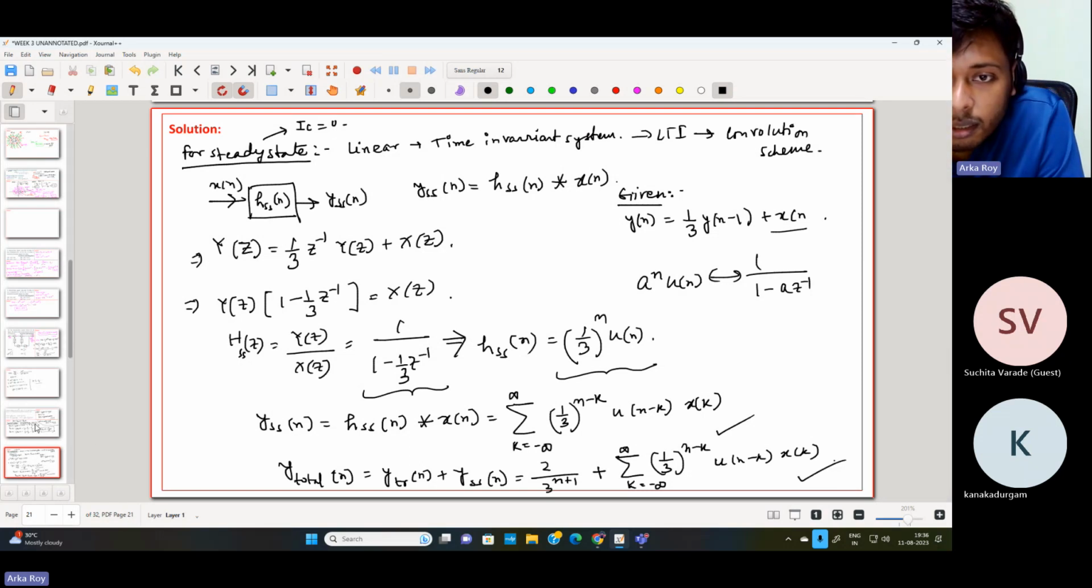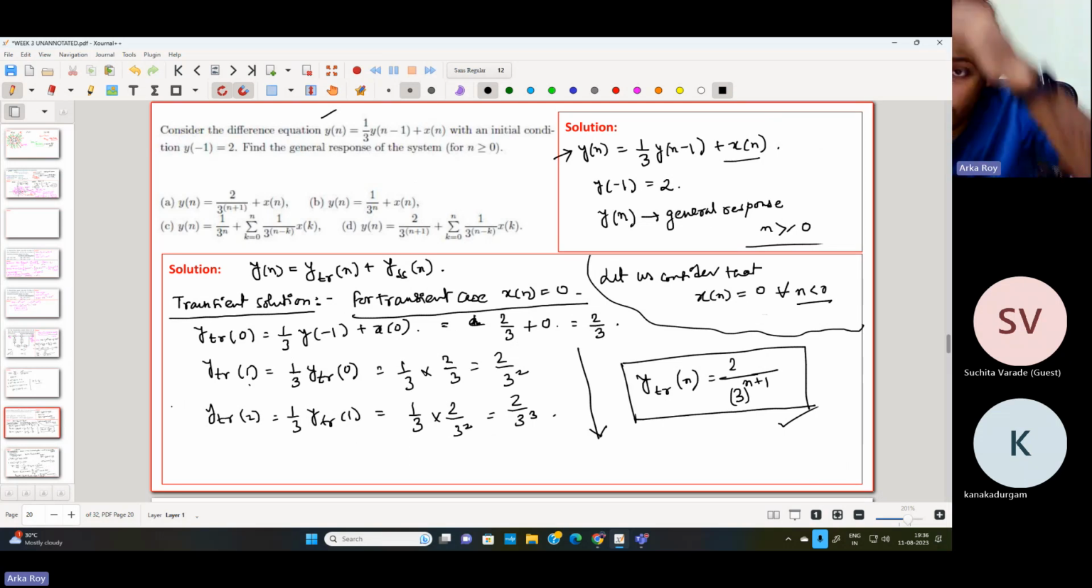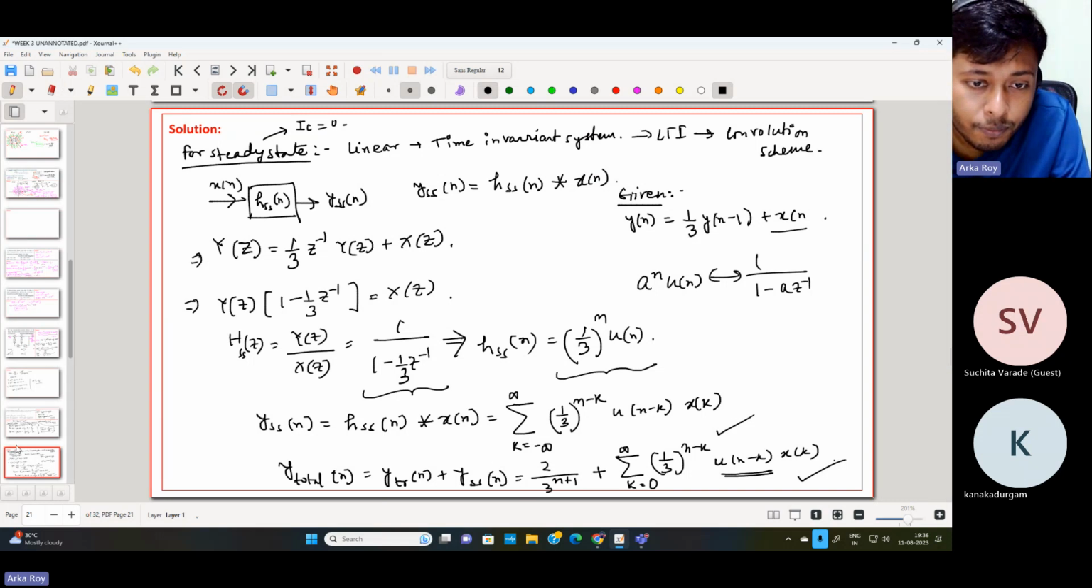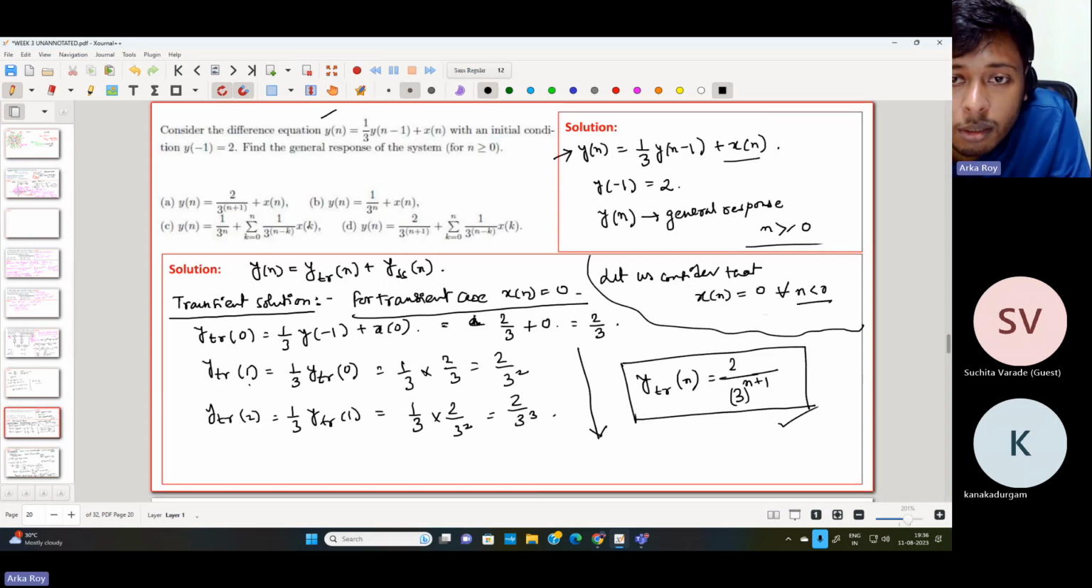So let me just check with the given solutions. Another thing we can consider is that as it is a right-sided sequence, we can consider the minus infinity to be reduced to 0 as we are dealing with the right-sided sequence. So let me just check. So this one is wrong as the transient solutions are wrong. And this is fine.